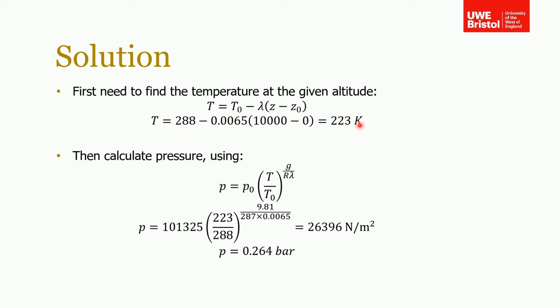Always remember to work in Kelvin for these types of problems. We then use that temperature in this equation, put in the values at sea level, so the pressure at sea level, temperature at sea level, and so on. And then we work out a value of around 0.264 bar. And if we compare that to the value from Rogers and Mayhew, then we see that we're much closer, probably just a slight error in there. So by including the change in temperature with altitude, we've now worked out the correct pressure.